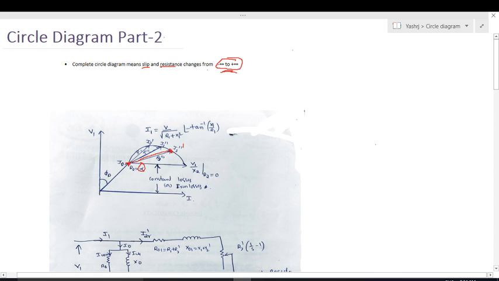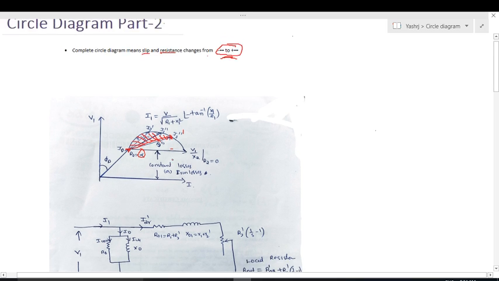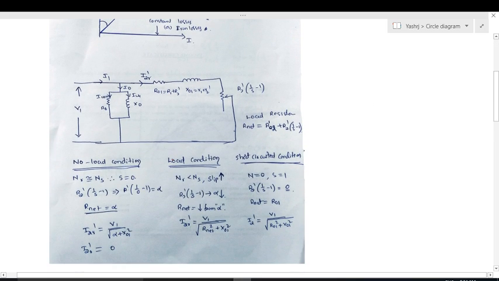In the part 1 video I covered only this portion of the circle. The remaining portion of the circle and the remaining semicircle are still there. Today I am discussing the remaining part, so let us discuss how it will be using these conditions.